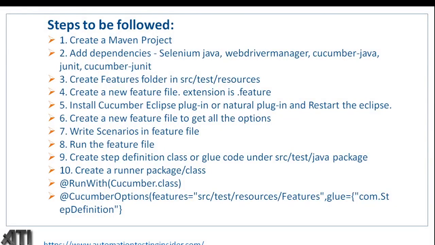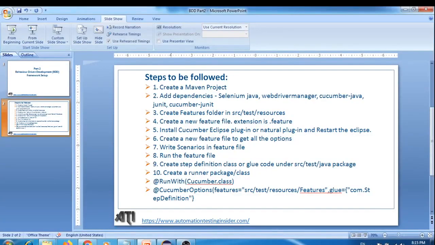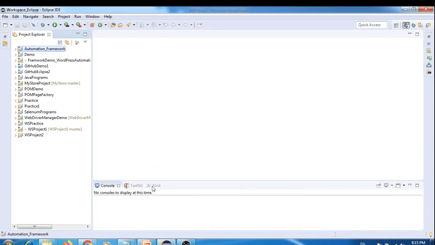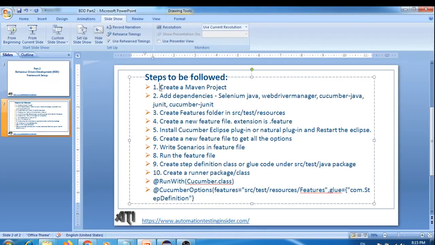So these are the different steps to be followed. So we'll see step by step how we can create the first BDD project. So let's get it started. So my Eclipse is already open here, guys. So what is the first step we need to follow? Create a Maven project. Okay, so let's create a Maven project, and later on in the second step we have to add different dependencies. Different dependencies like Selenium Java, WebDriver Manager, Cucumber Java, JUnit, Cucumber JUnit, etc. Okay, so let's create the Maven project firstly.